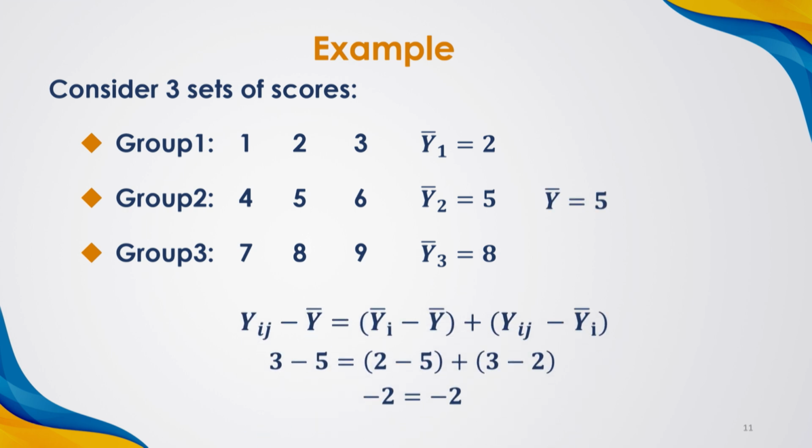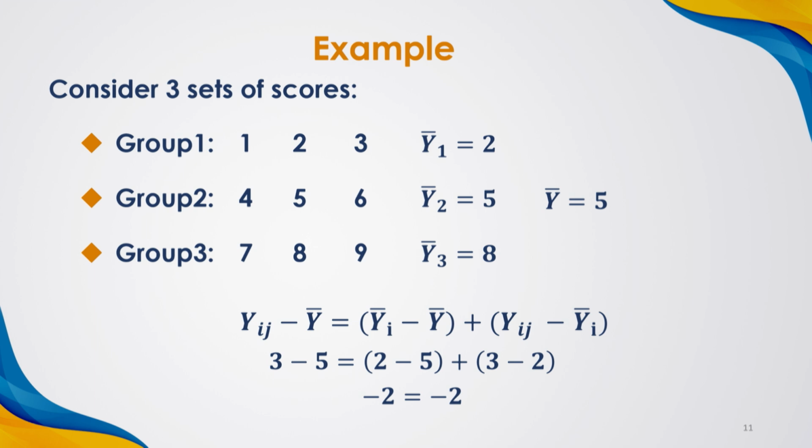Now, we try to understand how this partition works, so we will substitute all the quantities from this small set. I want to find out the partition for observation 3, which belongs to group 1. So Yij is 3 and the overall mean is 5. I have written 3 minus 5, which is equal to, where Yi bar is the mean corresponding to the first group.